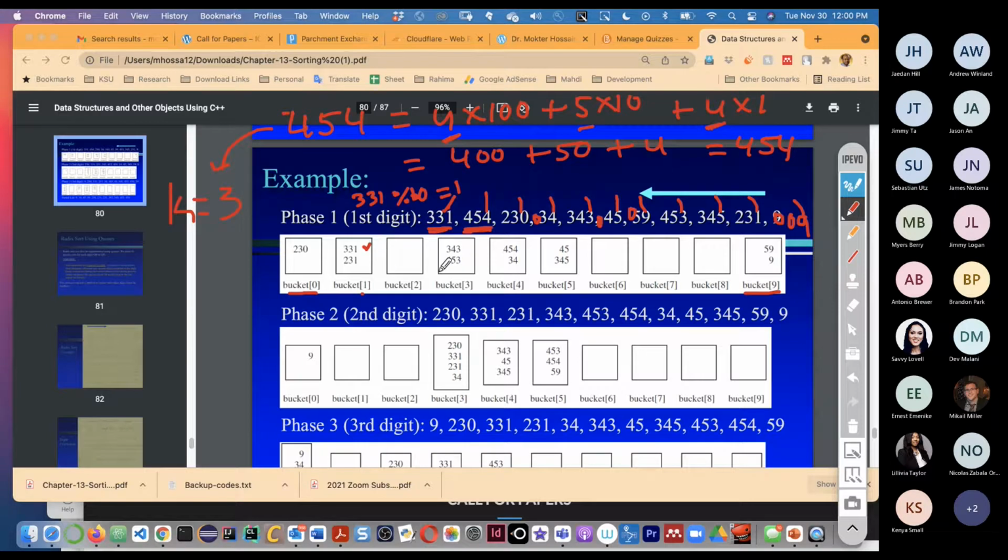And here, the first phase. And this one, modulus 10 will be 4, right? So it will go to bucket 4. And this will go in bucket 0. And this will go in bucket 4. This will go in bucket 3. This will go in bucket 5. Actually, the sixth bucket, but the bucket with index 5. And this one goes with the bucket with index 9, and this one will also go with bucket 9.